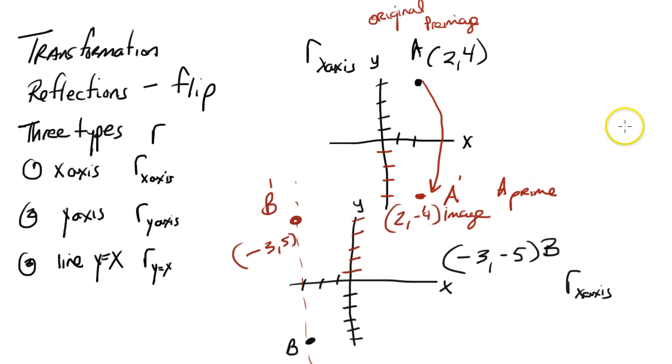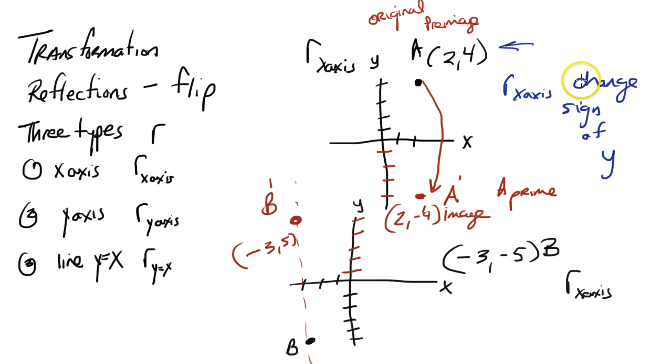Take a look at what changed. The original was 2, 4, and it became 2, -4. This one was -3, -5, and it became -3, +5. So there's a little rule. For the x-axis, change the sign of y. And that's all you do. Change the sign of y.